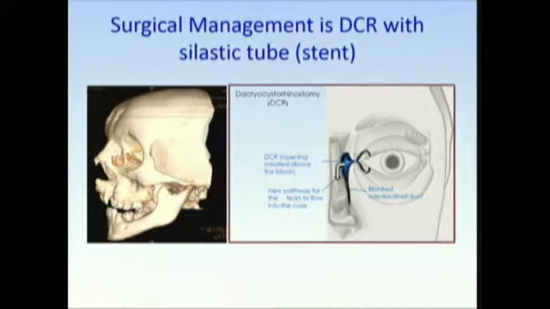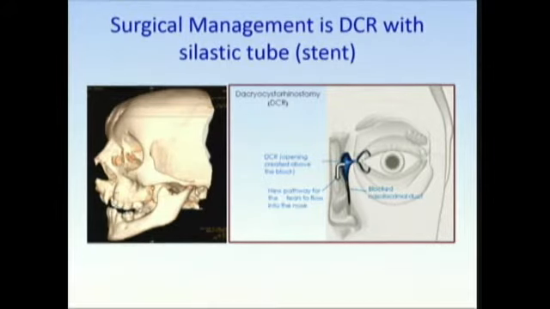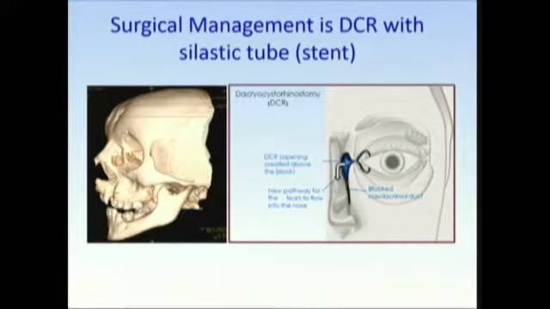And this is the size of the osteotomy that you need to have. An osteotomy that's centered at the anterior lacrimal crest with at least 2.5 centimeters in children and 3 centimeters in adults. And then you line it with the mucosa.